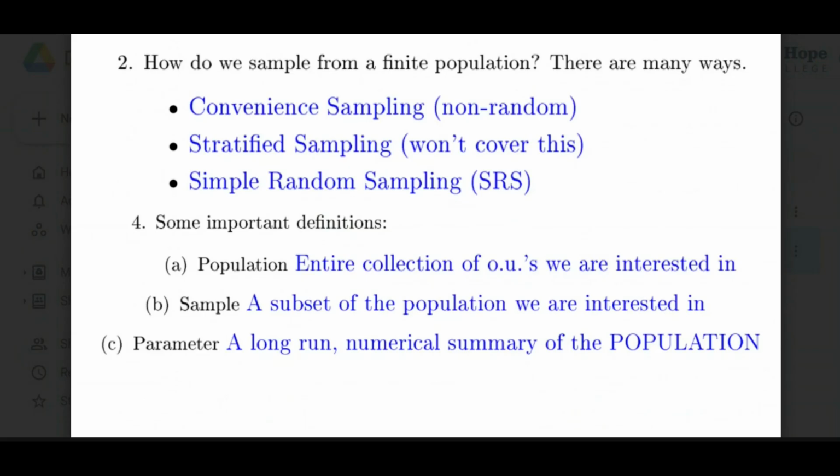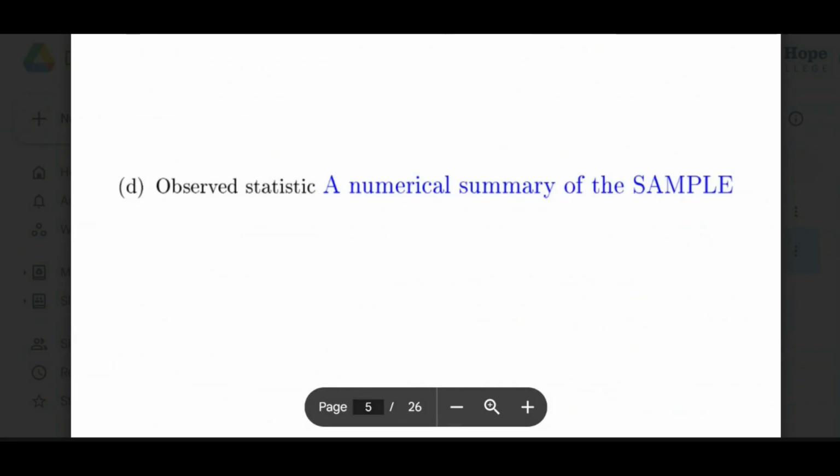So therefore, what's a statistic? Can you change a word? A statistic is a numerical summary of the sample, S with S. That's how you learn it. See? A numerical summary of the sample.